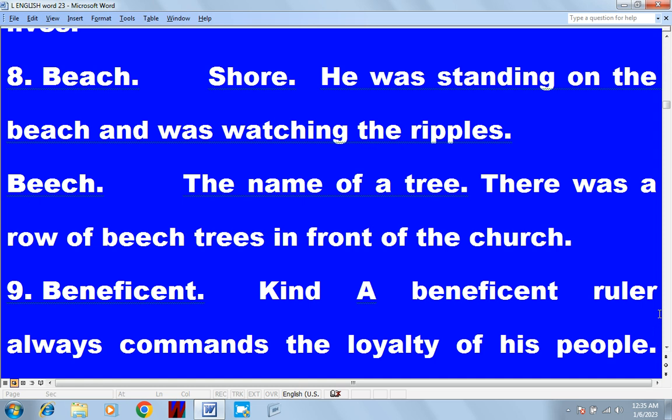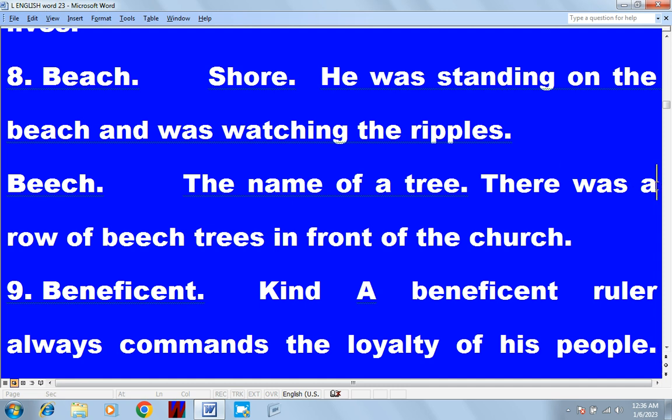Beach, B-E-A-C-H, beach, means shore. He was standing on the beach and was watching the ripples. Ripples means waves. Now you must remember difficult words meaning, the ripple or anything else.